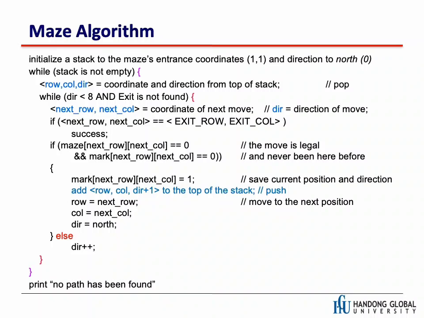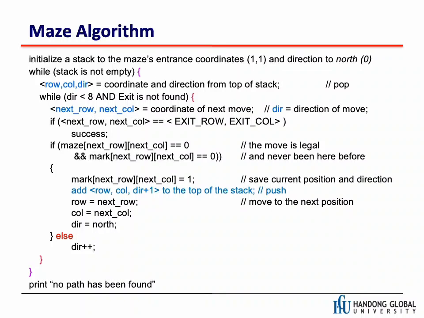Otherwise, if this if statement is not true, then we go to this else, where we increase dir by 1. By increasing dir by 1, we try the next direction. So we try all these 8 directions from north, following clockwise. We increase dir and then check the next direction, because the second if statement says the next position is not legal, or we've been there. So in the else statement, we increase dir by 1.